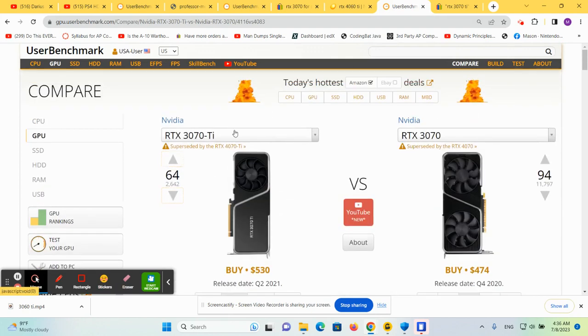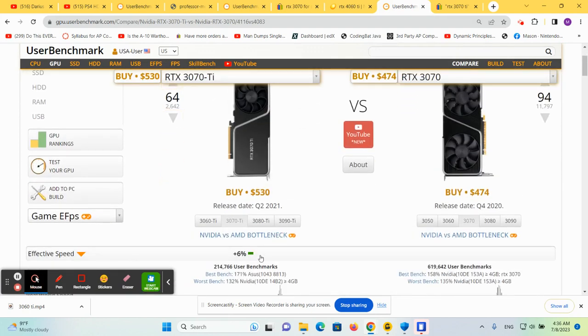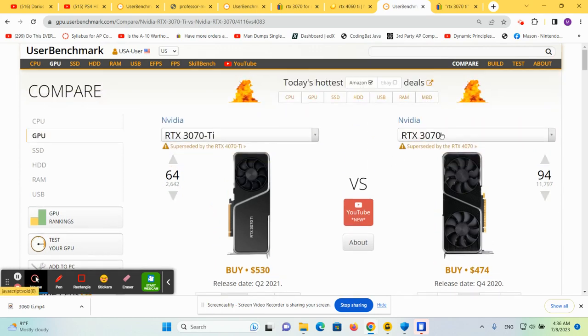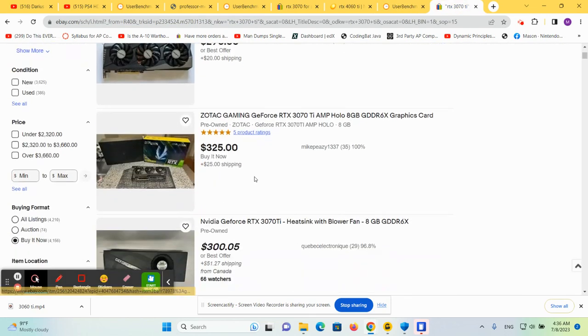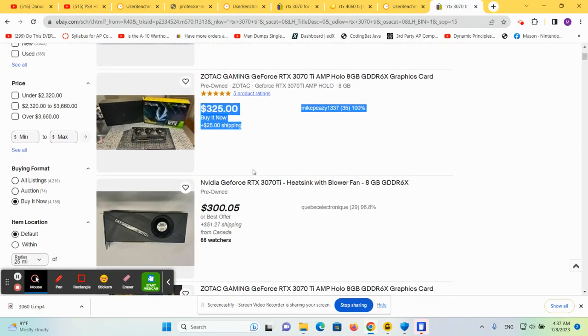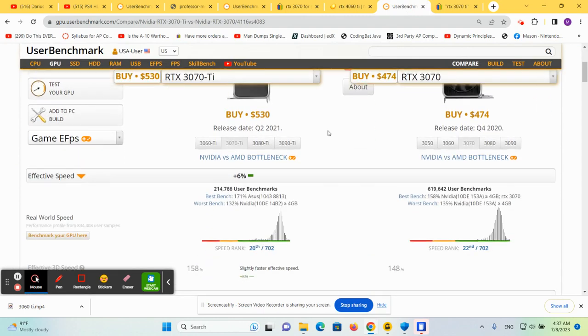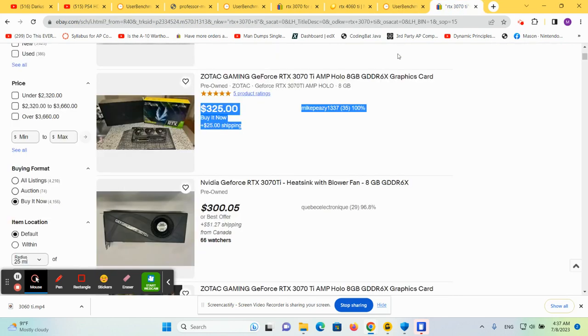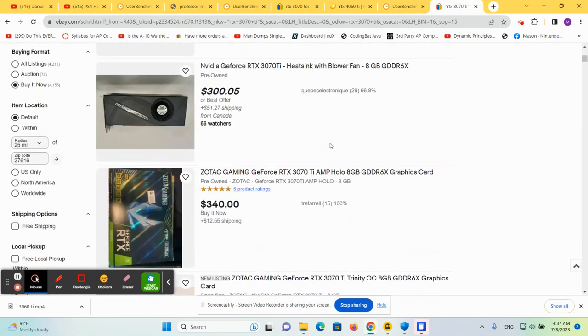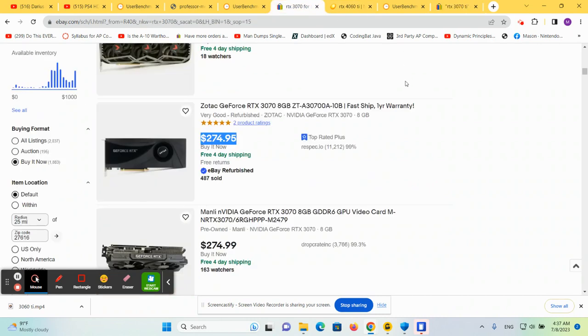So if we scroll down, we see that the 3070 Ti is 6% better than the 3070. But what about pricing for the 3070? Is this, in fact, the best deal compared to the 4060, 3070, and 3070 Ti? Well, if we look at prices here, we'll see that the cheapest 3070 Ti comes in at $350. So, is it worth another $75 to get 6% more gameplay out of it? I don't believe it would be. So, in this case, I believe I would stick to the 3070.